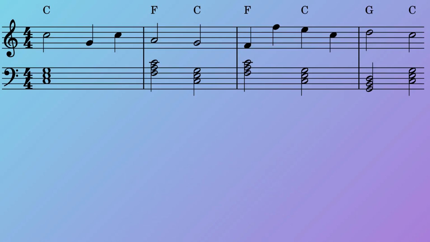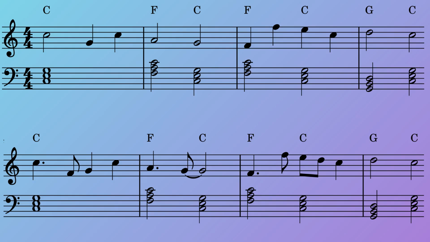Instead of having all of the notes in my melody land on downbeats, if I include some offbeats, I can get a more interesting sound. I can do this by anticipating some notes or delaying the motion to others. Listen to how this changes the sound of the piece.